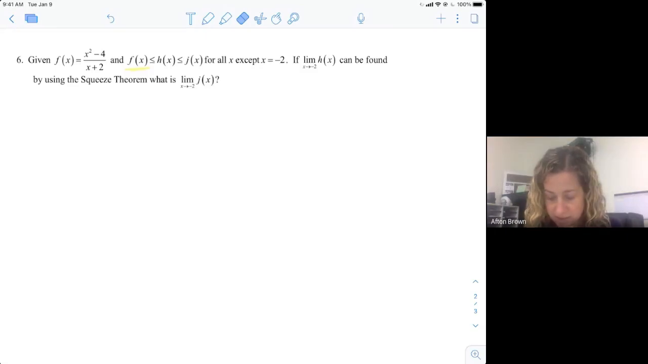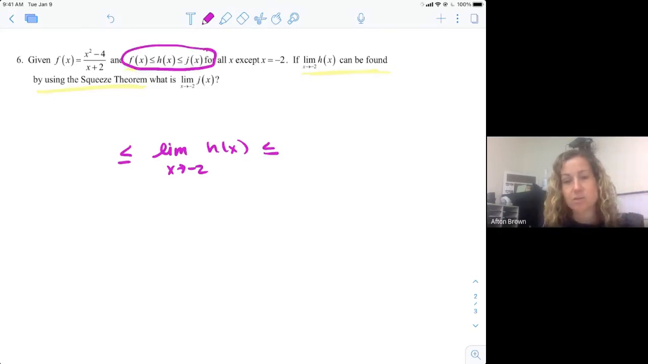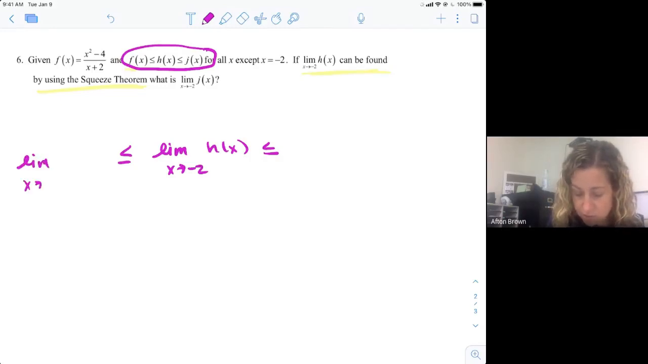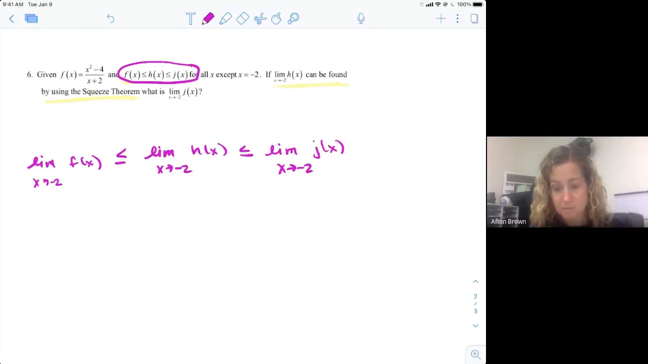If the limit as x goes to -2 can be found using the squeeze theorem, so this goes back to what I was saying. If we're going to be able to use squeeze theorem, then that means I could squeeze this limit in between the limit of the two other sides. So I'm basically taking what they gave us, and I'm writing limit as x goes to -2 in front of each piece. So I'm just going to write limit as x goes to -2 of f of x. That must be smaller than the limit as x goes to -2 of the bigger function. So we know that this statement must be true.